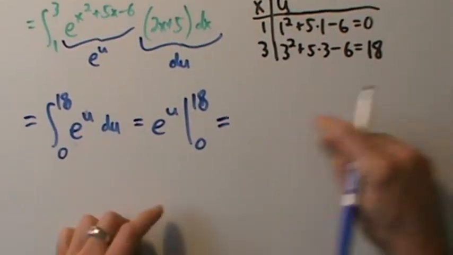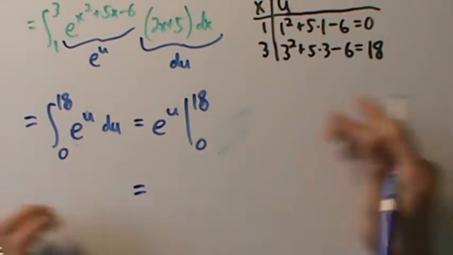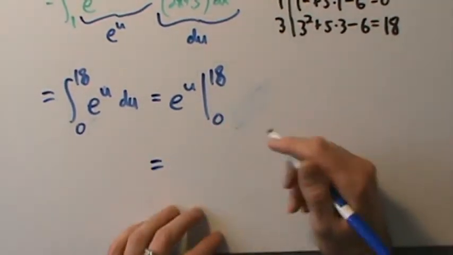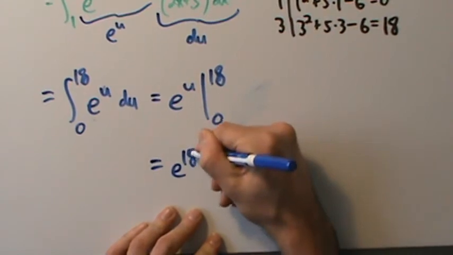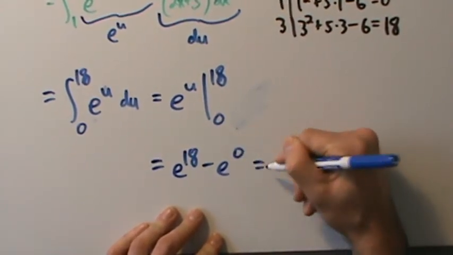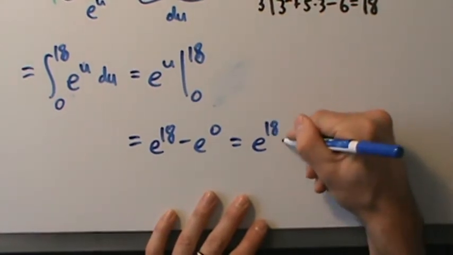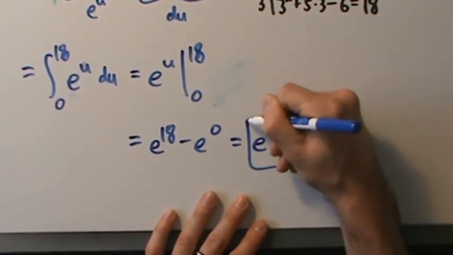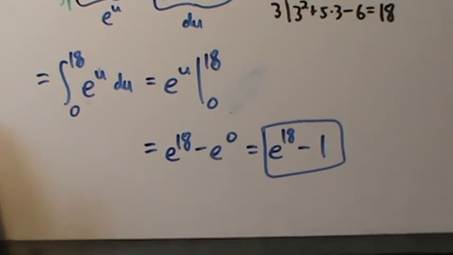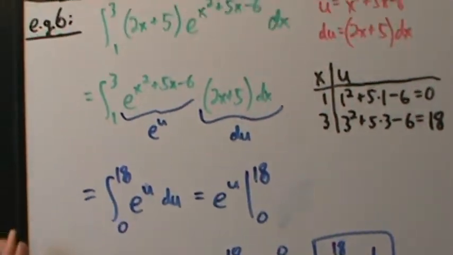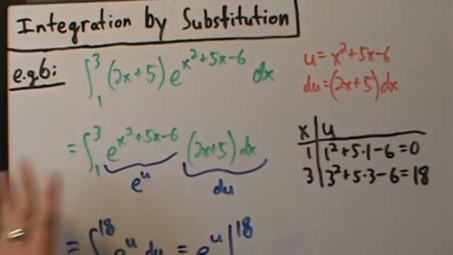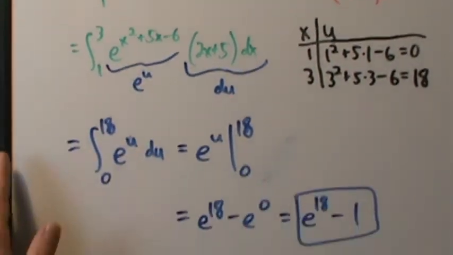So let's come down here. This is e to the u from 0 to 18, so that's e to the 18th minus e to the 0. And remember, e to the 0 is just 1. So this is e to the 18th minus 1. That's example 6 with integration by substitution. So a kind of complicated looking integral. Just make this substitution. It ends up being not too bad at all.